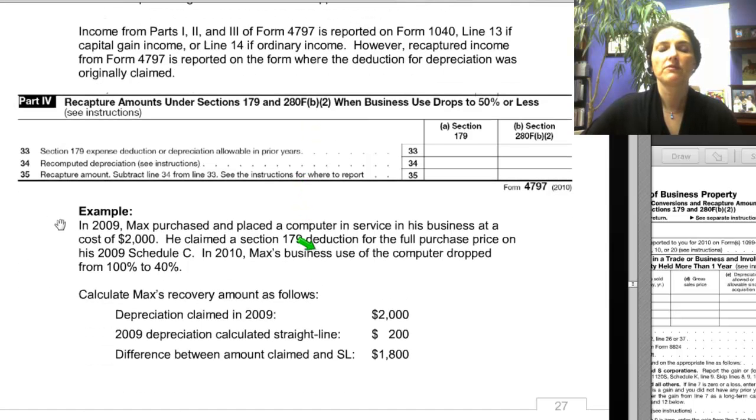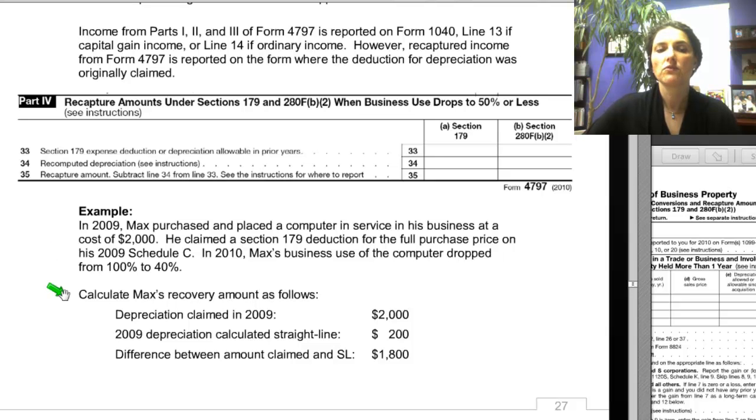So here is an example of what we mean by how to do a recapture in Part 4. In 2009, Max purchased and placed a computer and server in his business at a cost of $2,000. He claimed a Section 179 deduction for the full purchase price on his 2009 Schedule C. Then in 2010, Max's business use of the computer drops from 100% to 40%.